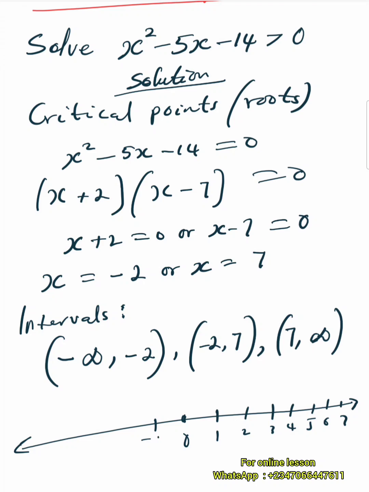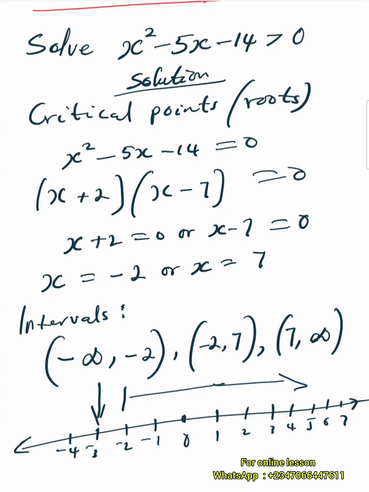Let's call this -1, -2, -3, -4. Now, let us check. This first interval falls within this left-hand side. So this one falls within here. And now between -2, from this -2 here, down to this 7 here, that is where the second interval falls.